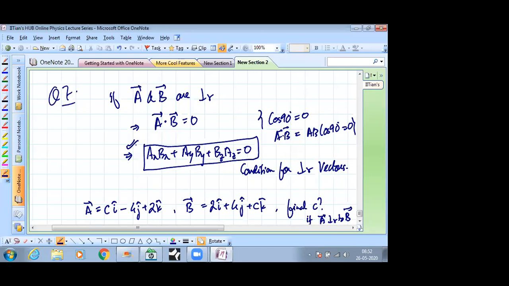If both vectors A and B are perpendicular, their dot product should be 0. Now their dot product will become what? Ax into bx, which is C into 2, plus ay by, so that's minus 16, plus az bz, so that's 2c. So you'll get a simple linear equation in C.